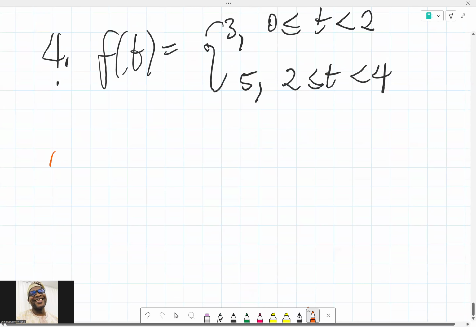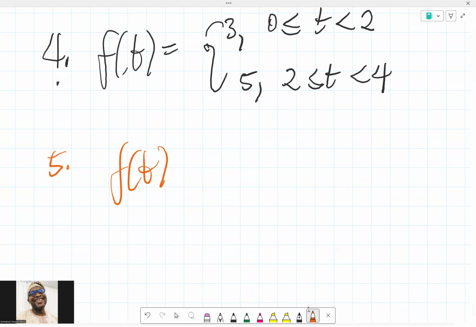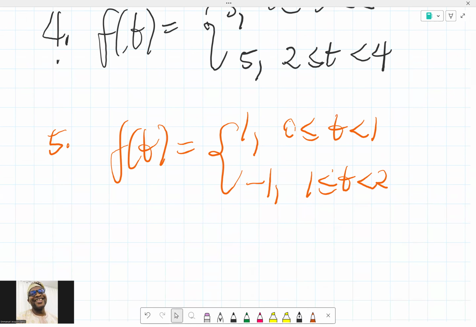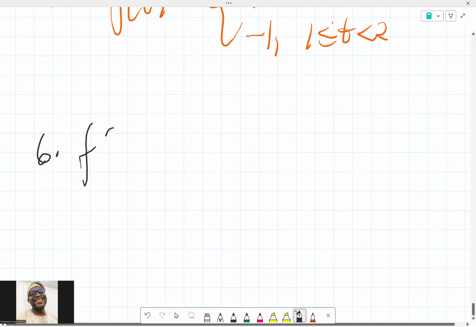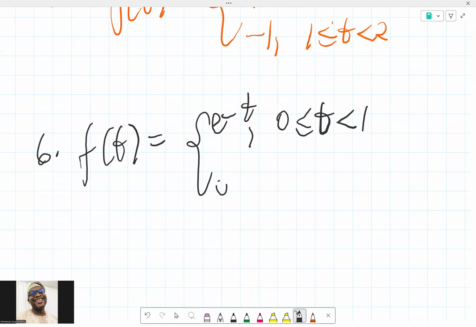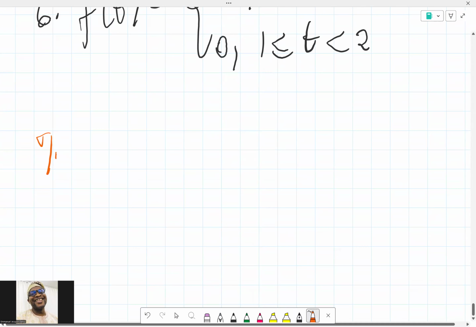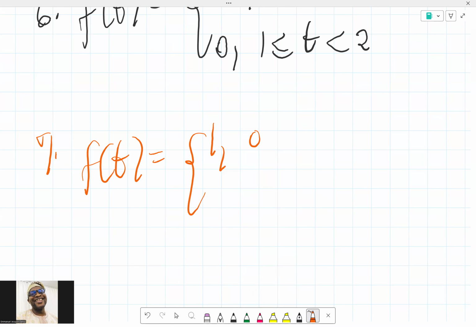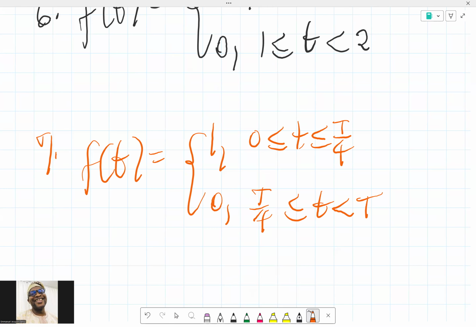Then number five, you have f of t, a square wave, which is 1 for 0 less than or equal to t less than 1, and minus 1 for 1 less than or equal to t less than 2. Let's get something more serious. Number six, f of t is e raised to power minus t for 0 less than or equal to t less than 1, and then 0 for 1 less than or equal to t less than 2. Then number seven, Laplace transform of a pulse train, say f of t is 1 for 0 less than or equal to t less than or equal to big T over 4, and then it's 0 for big T over 4 less than or equal to t less than or equal to big T. Okay, so that's what we have in that situation.